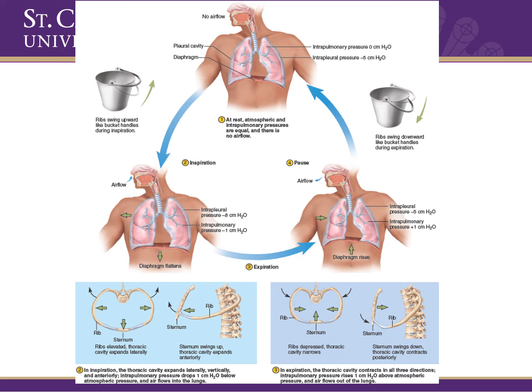During expiration, the diaphragm rises and the rib cage settles back into its position. This physically forces the air out, but it also decreases the space within the thoracic cavity. The decrease in space increases the pressure, causing the air to flow out.